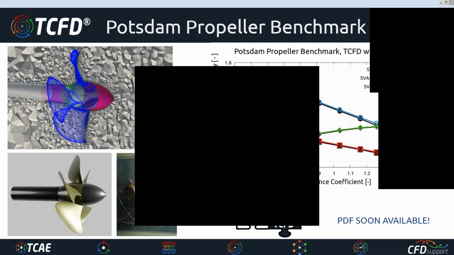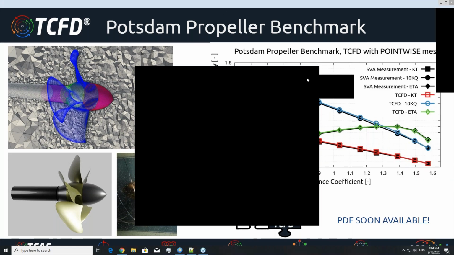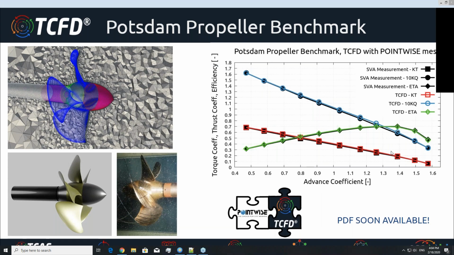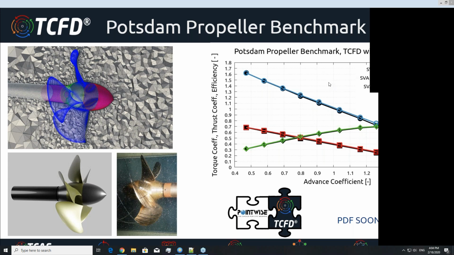So I can show you, for example, this one. We used a pointwise mesh for this marine propeller. It's a well-known Potsdam propeller test case, which was measured in the SVA Potsdam laboratory in Potsdam, Germany. And as you can see, the agreement between the measurement and the TCFD simulation results is absolutely perfect. Maybe it can't even be better, because of course the measurement has its error, and such an agreement is perhaps the best we can ever get.